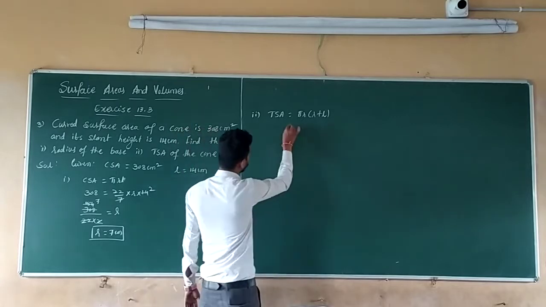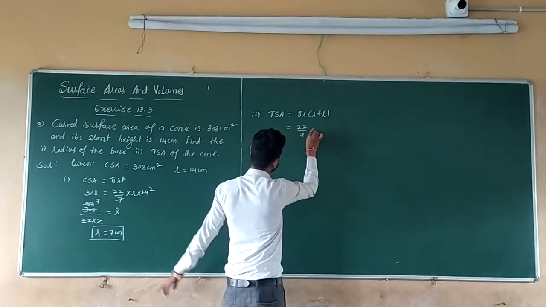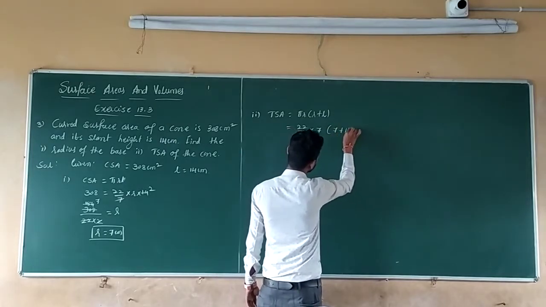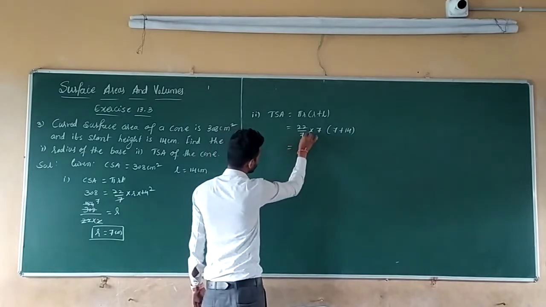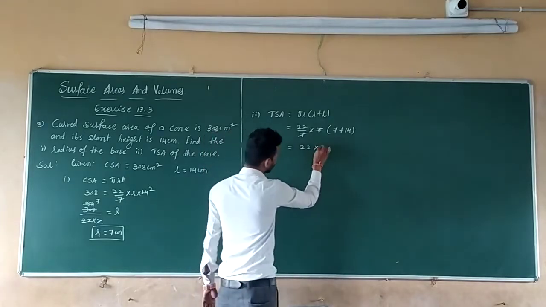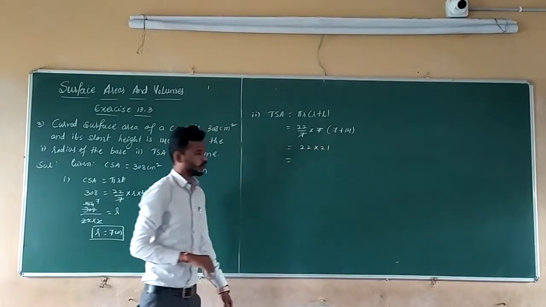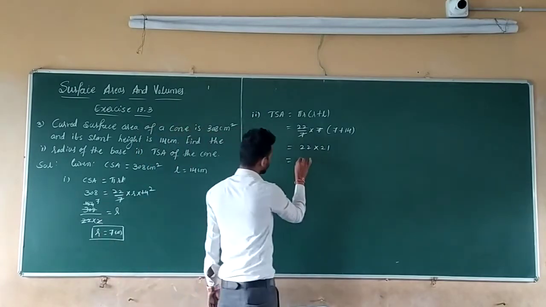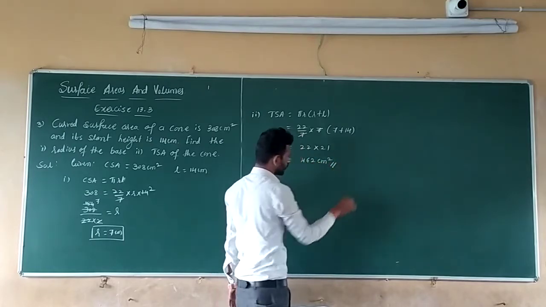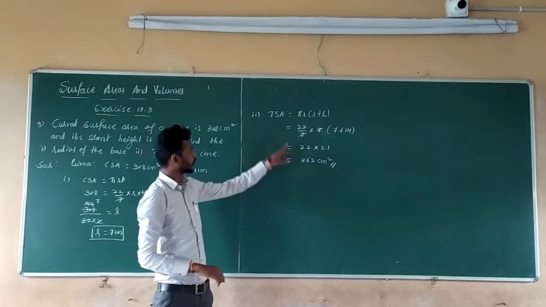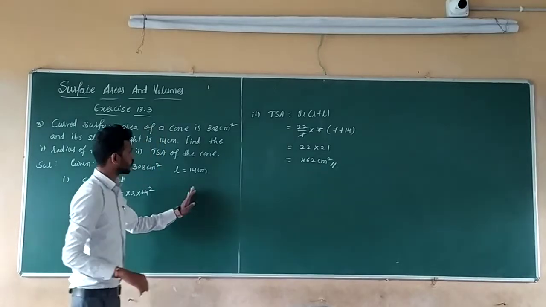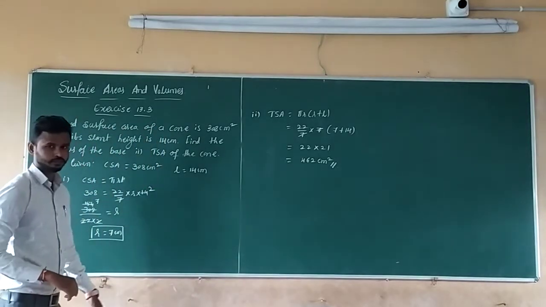Here pi value is 22 by 7 into radius, which is 7, into bracket radius 7 plus l, which is 14. The 7 and 7 get cancelled. So 22 into 7 plus 14 is 21. 22 into 21, multiply that and you will get 462 centimeter square. So the TSA of the cone is 462 centimeter square. So this is the solution of the third main question.